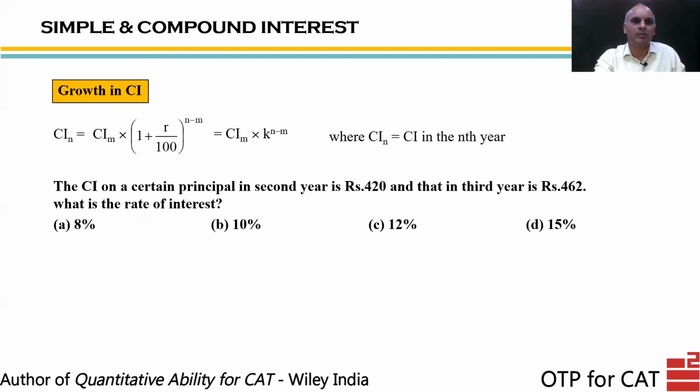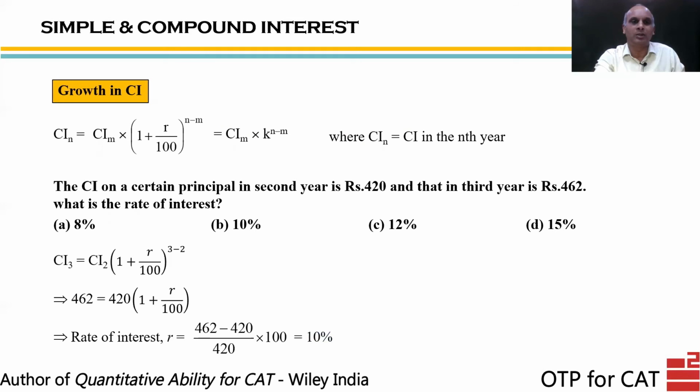Let's take a quick problem based on this. We are given that the second year CI is 420 and third year CI is 462. What is the rate of interest? So we'll apply that above formula to get to the answer. We see that CI3 is equal to CI2 into this, which means 462 is equal to 420 into 1 plus R by 100. The power is 1. And so upon simplification, we get R is equal to 10%.